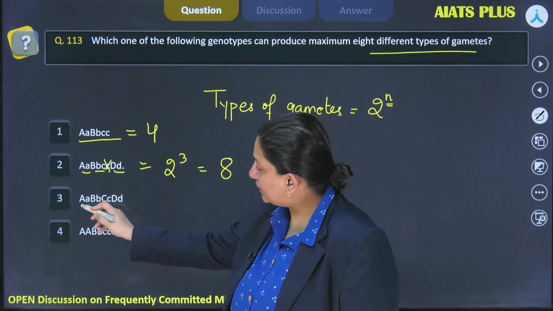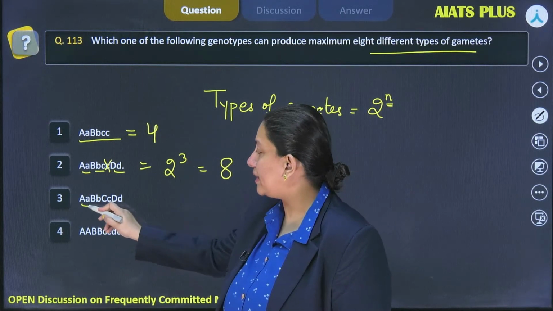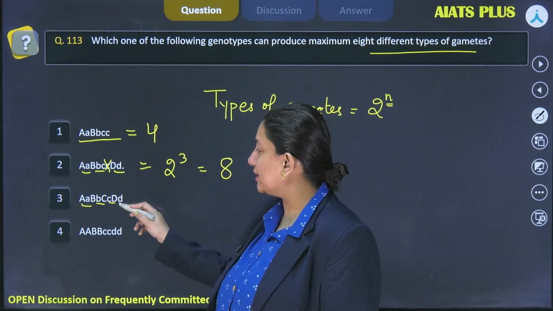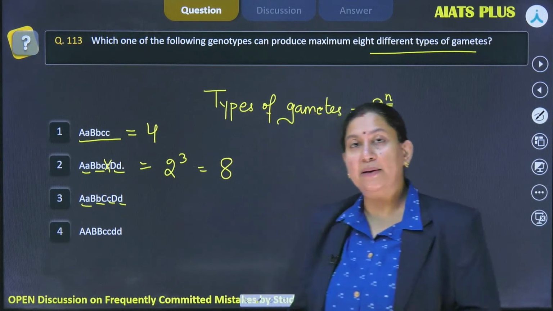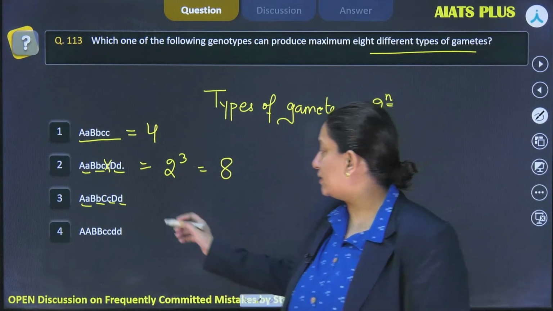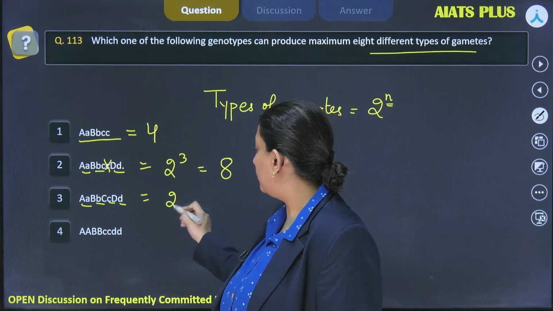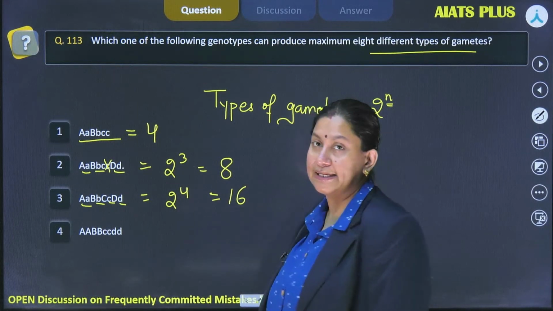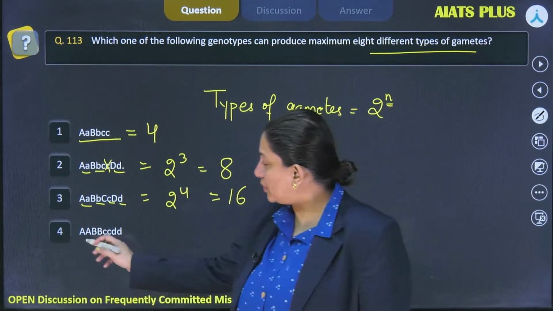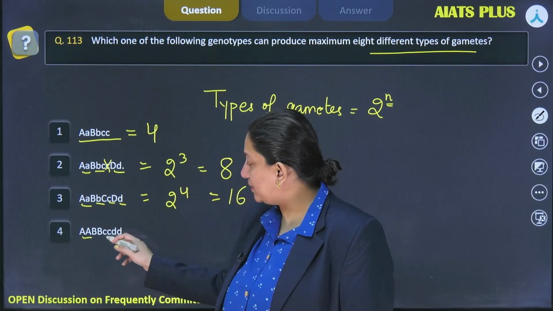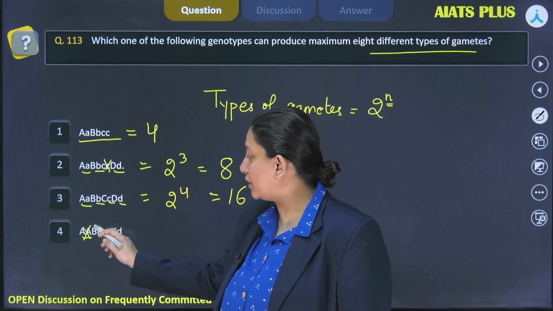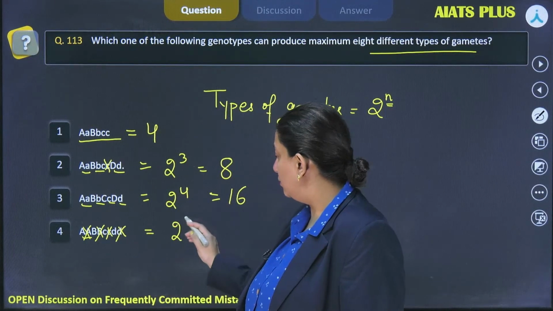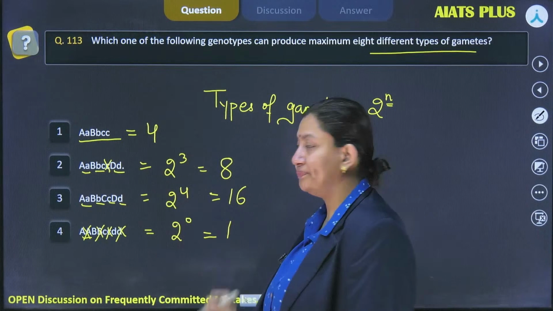Then we have capital A small a, capital B small b, capital C small c and capital D small d. All of them are heterozygous, so it will be 2 to the power 4, which comes out to be 16. Then if we see this one, capital A, capital B, all of them are homozygous, so we are not going to consider any of them. So it makes 2 to the power 0, which is equivalent to 1, right?